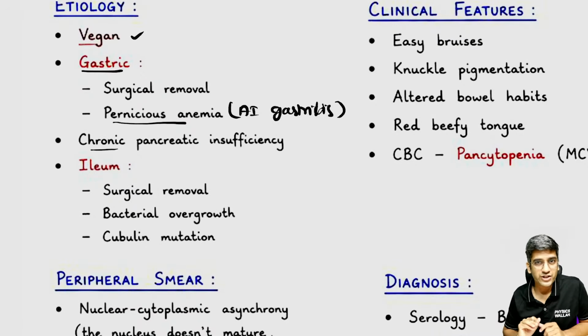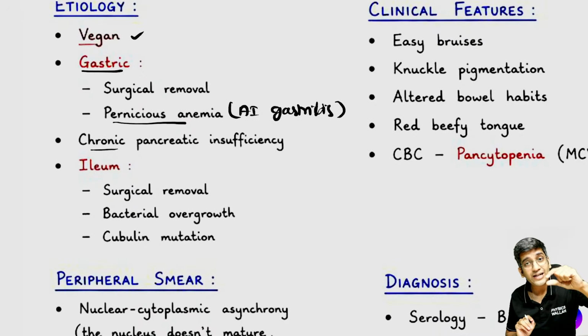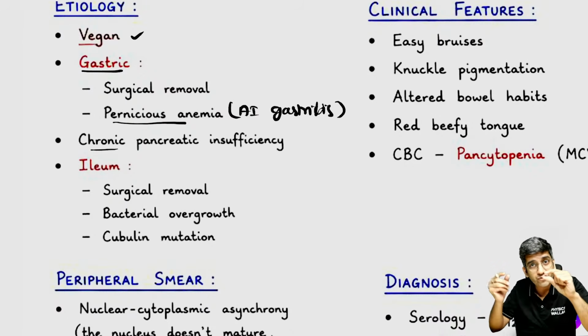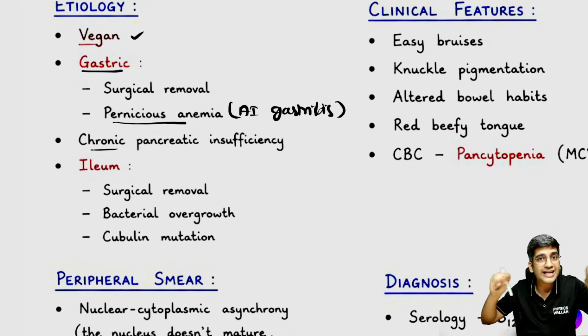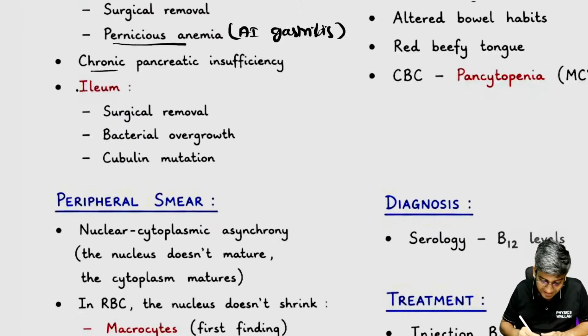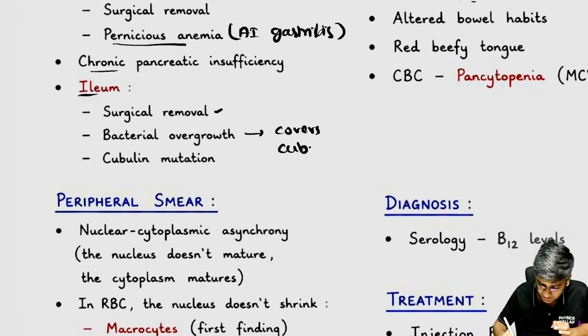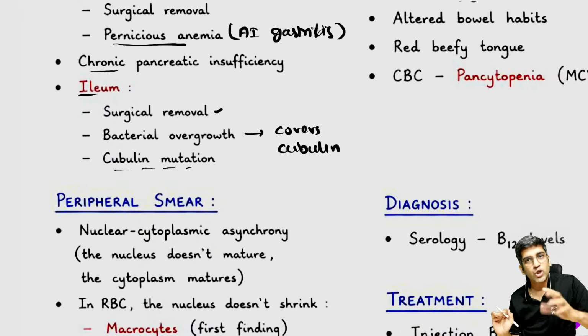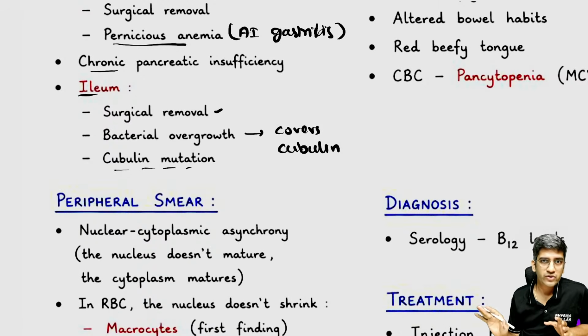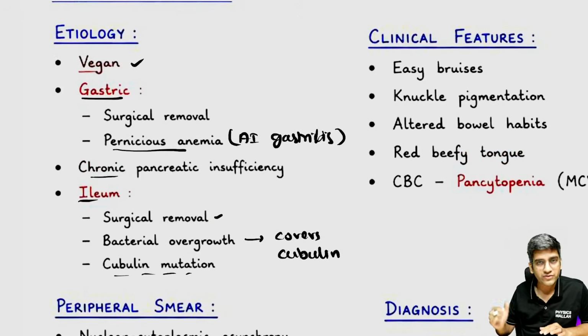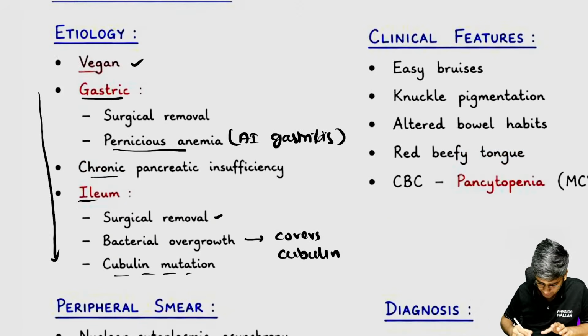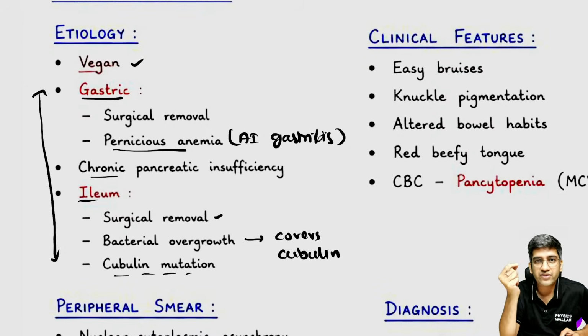Chronic pancreatic insufficiency, because the pancreatic proteases are required for the intrinsic factor to bind to B12. When that is gone, I'll have a problem again, right? Ileum: either surgically removed ileum or bacterial overgrowth, which covers the entire ileum and the tubulin receptor, or tubulin mutation, again very rare. All of these are absorptive defects. The only dietary defect is veganism.